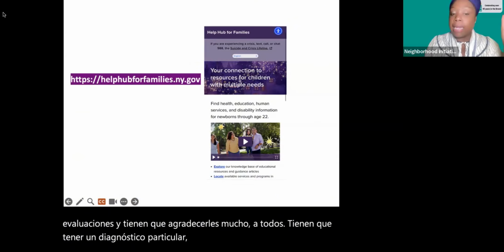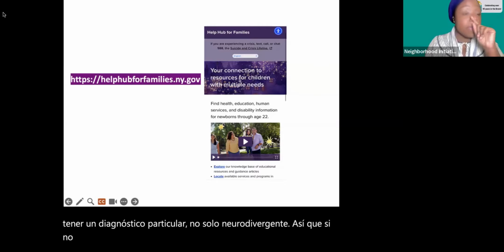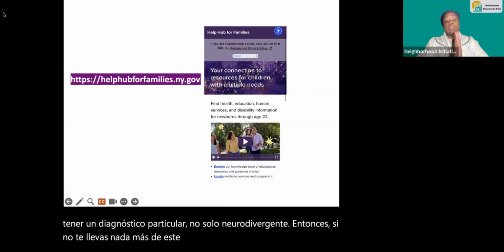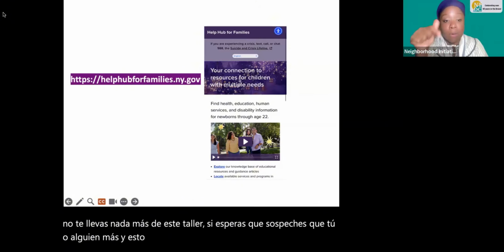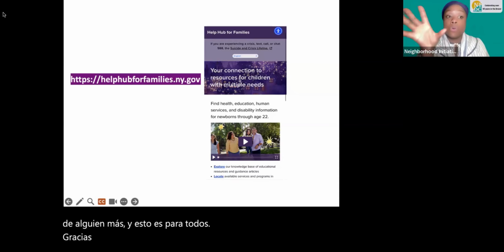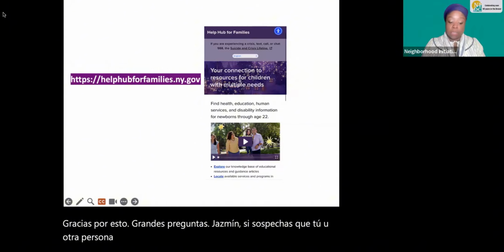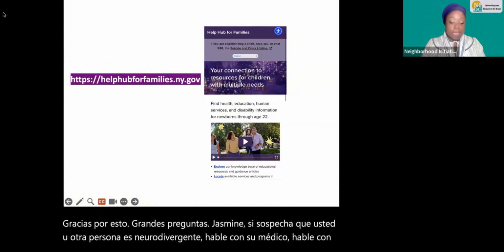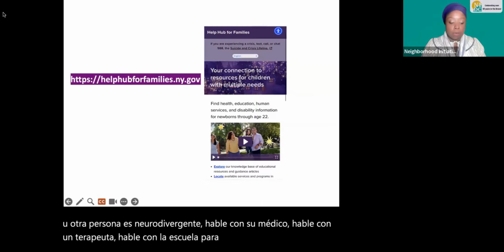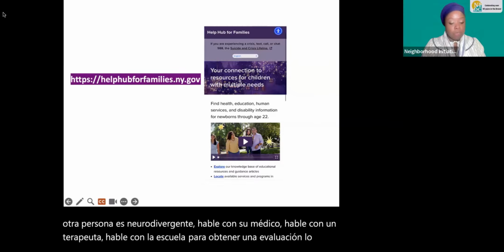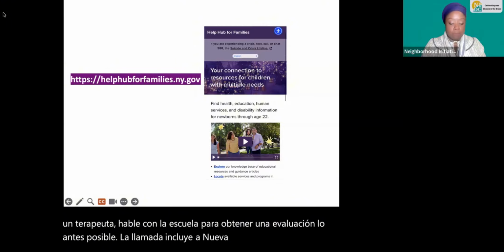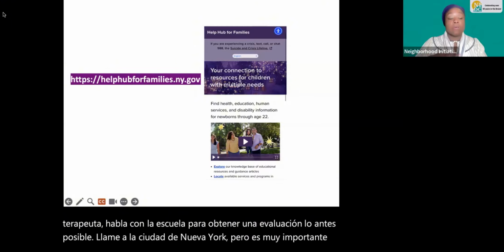So if you don't take anything else away from this workshop, if you suspect that you or someone else is neurodivergent, and this is for everyone, talk to your doctor, talk to a therapist, talk to the school to get an evaluation ASAP. Call Include NYC, but it is very important that you get officially diagnosed.